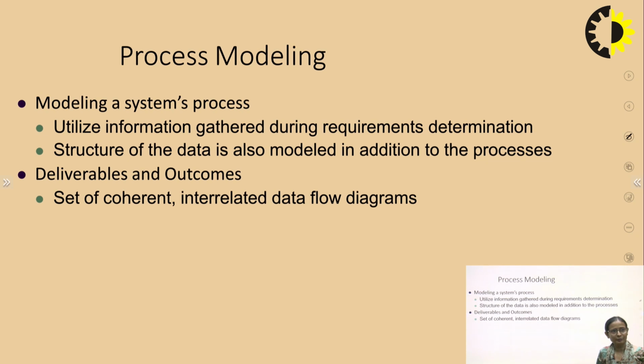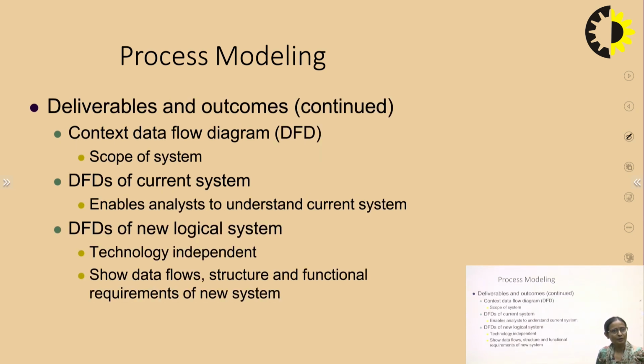What are the deliverable outcomes of this process modeling concept? A set of coherent, interrelated data flow diagrams. So the deliverable is the DFD. At the top level, we have the level 0 DFD, which is also known as the context diagram, and it shows the scope of the system.